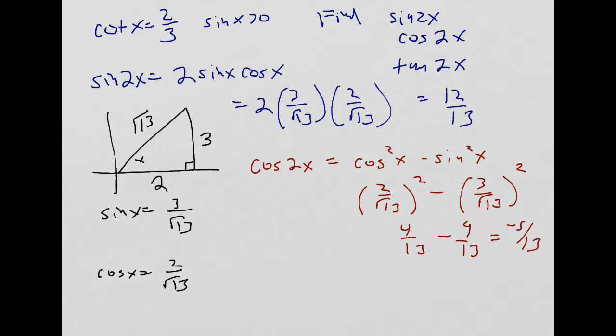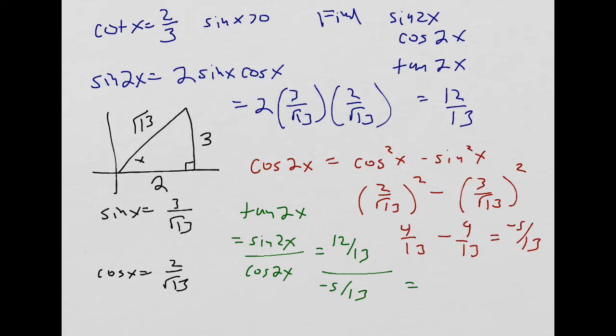So what about the tangent? Tangent of 2x. Now there is a double angle formula for tangent 2x, but we know that tangent is sine over cosine, so we can actually do the sine of 2x divided by the cosine of 2x. In this case, I'm just going to use this because we've already found the previous two. We already know sine of 2x is 12 over 13 and cosine of 2x is negative 5 over 13. So the 13s cancel out, and we get the final answer here of negative 12 over 5.